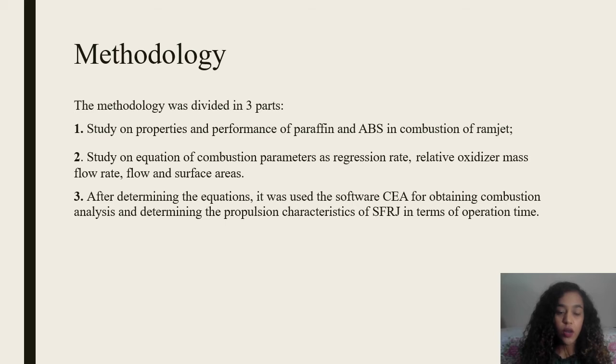The methodology was divided into three parts. 1. Study on properties and performance of paraffin and ABS in the combustion of ramjet. 2. Study the equations of combustion parameters such as regression rate, relative oxidizer mass flow rate, flow and surface areas. And 3. After determining the equations, the software CEA was used to obtain combustion analysis and determine the propulsion characteristics in terms of operation time.